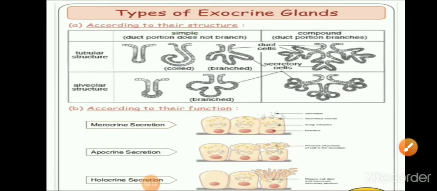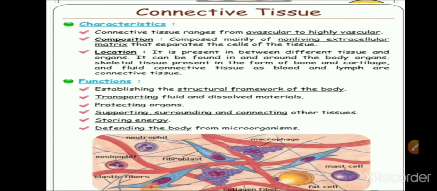Here we have the types of exocrine glands, tubular structure and the alveolar structure. These are on the basis of their structure. When the shape is tube like, then we have the tubular exocrine glands. When they are in the shape of alveoli, then it is alveolar structure. According to their function, we have the merocrine secretion, apocrine secretion, and the holocrine secretion. Next, we have the connective tissue.